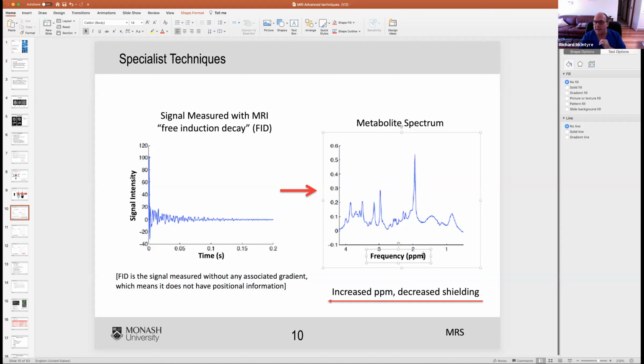We can say that this is hertz. It wouldn't be incorrect to say the scale down here is a scale of hertz. But because this is going to be standardized over different machines and different magnetic field strengths, it's much better to say parts per million. And then we have the different metabolites, or different chemicals, that resonate along that frequency. These different metabolites are resonating at different frequencies along this spectrum.